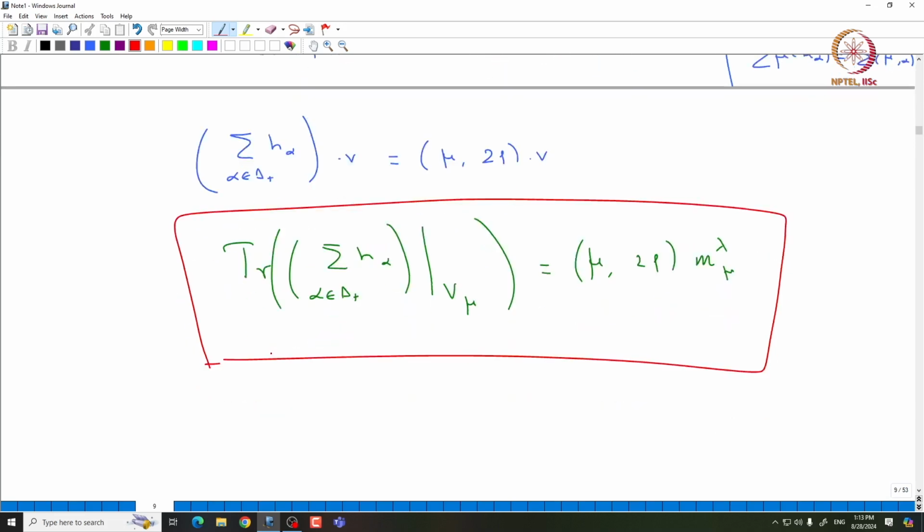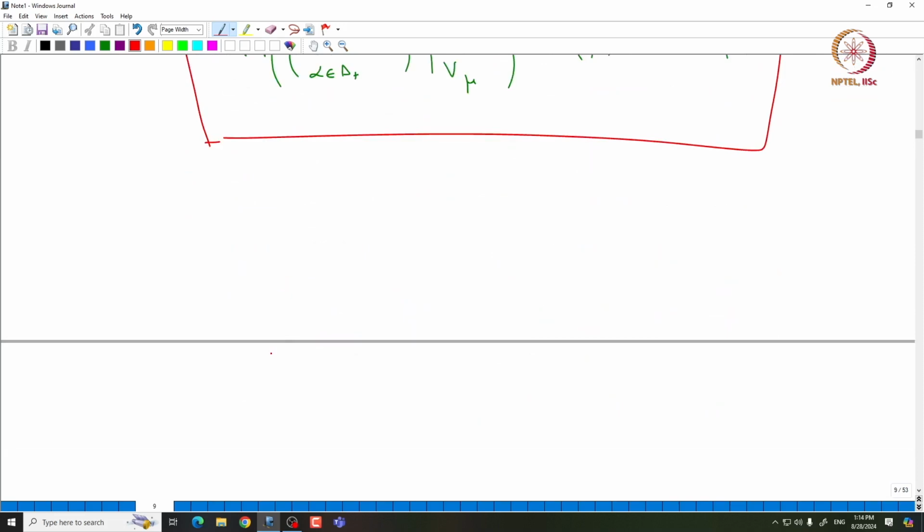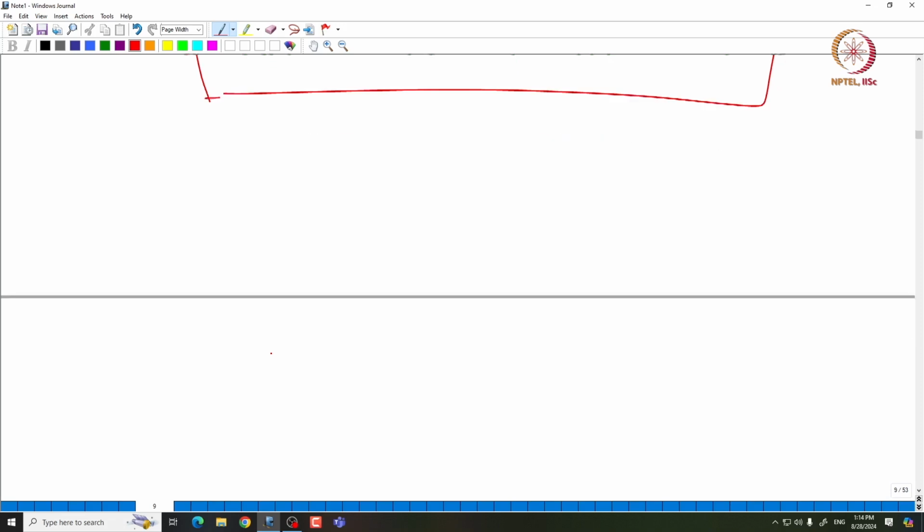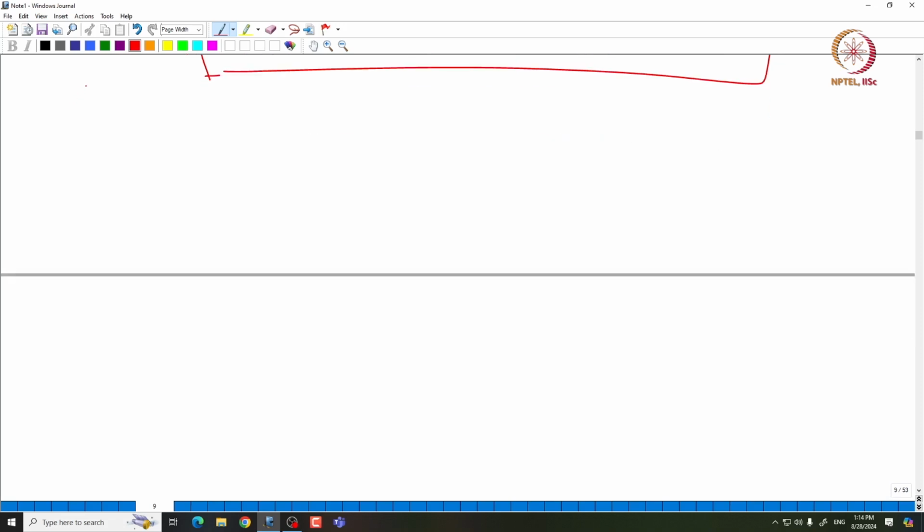Now let us look at the third summand. The third summand is a bit tricky, so we use what is called SL2 representation theory. Let us do this third summand slowly.